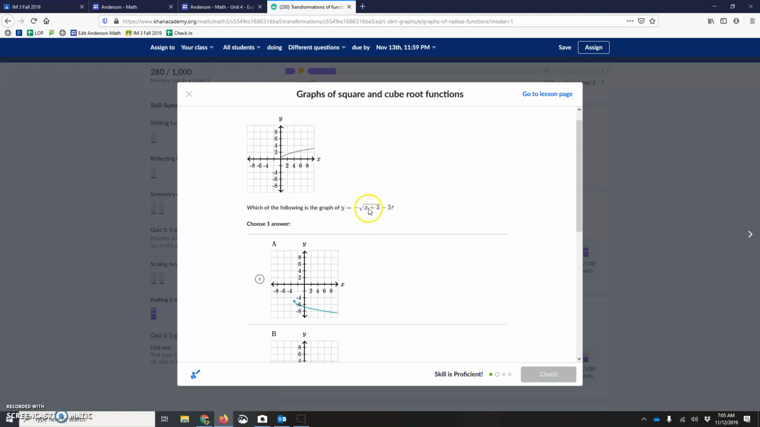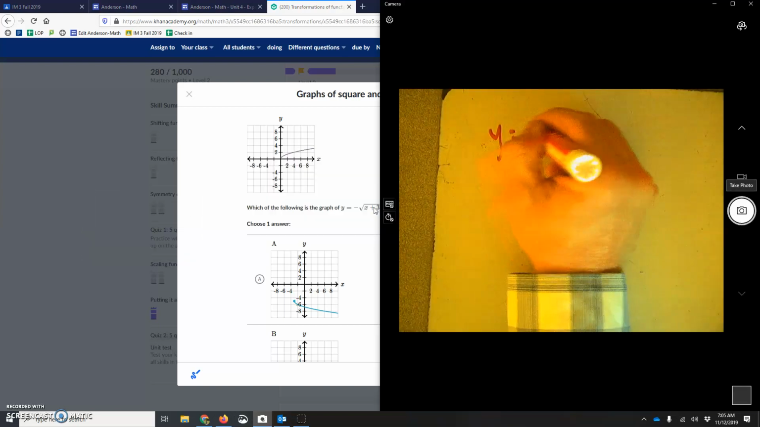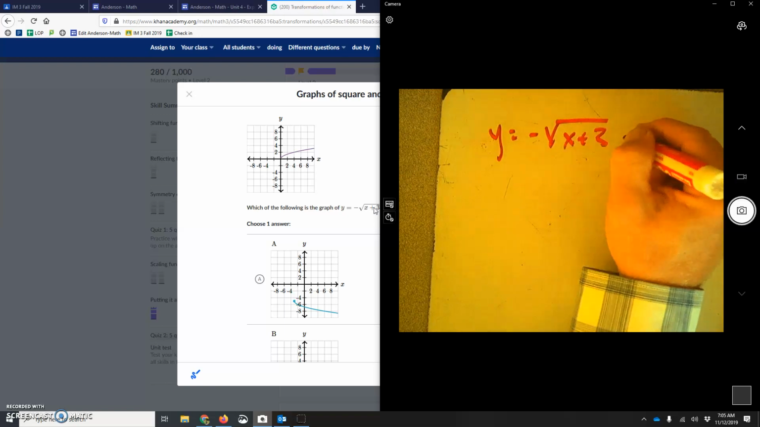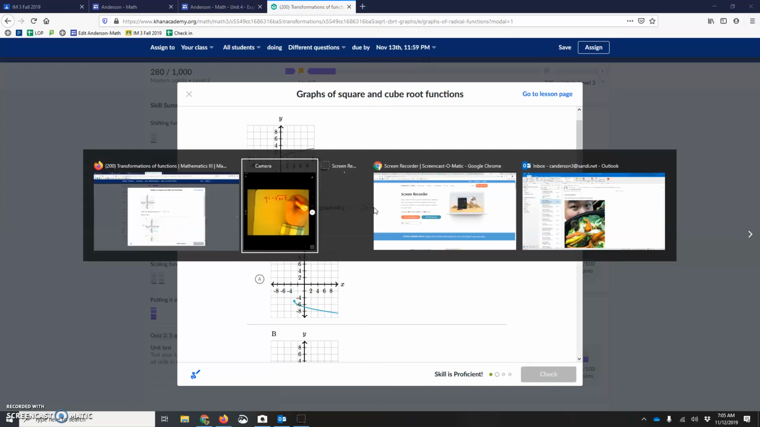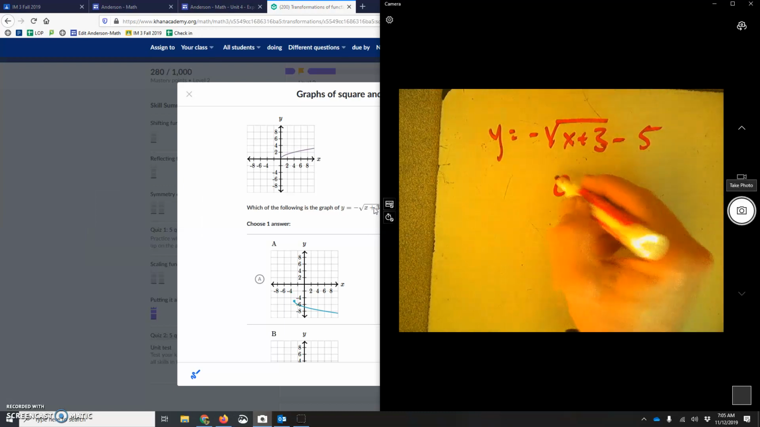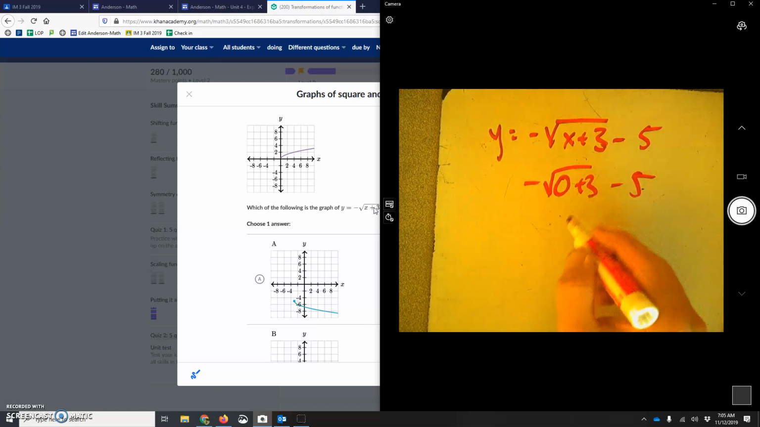So 0 plus 3 is 3. Alright, so it's y equals negative, and then x plus 3, plus 5, minus 5. So with 0, I think we get an answer for this one, so we're going to be able to know the answer right away. 0 plus 3 is 3.